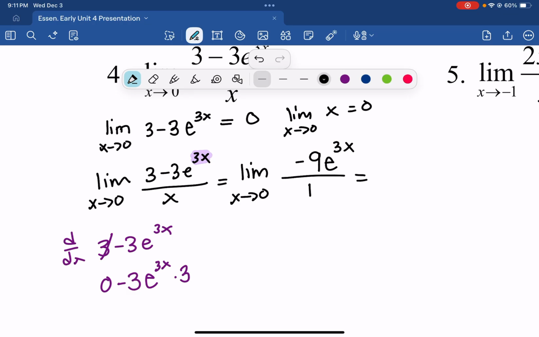Go through, and if I plug in 0 now, I'm going to get negative 9, because e to the 3x, right? When I plug in 0 for that, I get e to the 0, which is 1, so we get negative 9.